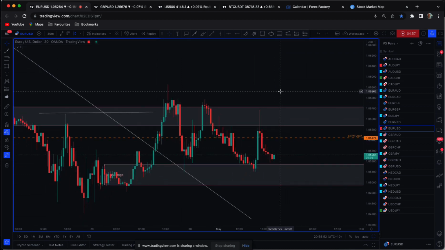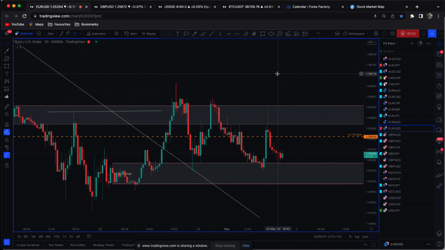Okay guys, so that's my take on the euro dollar at the moment. I'm interested to see if we get a bullish break with this.